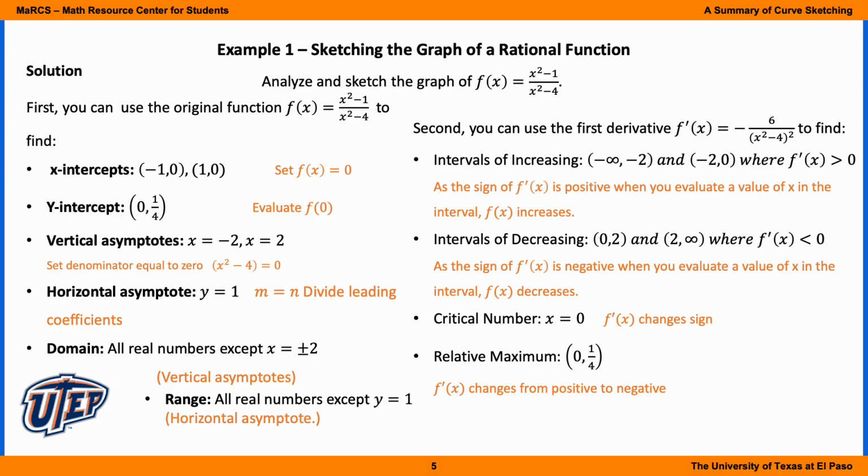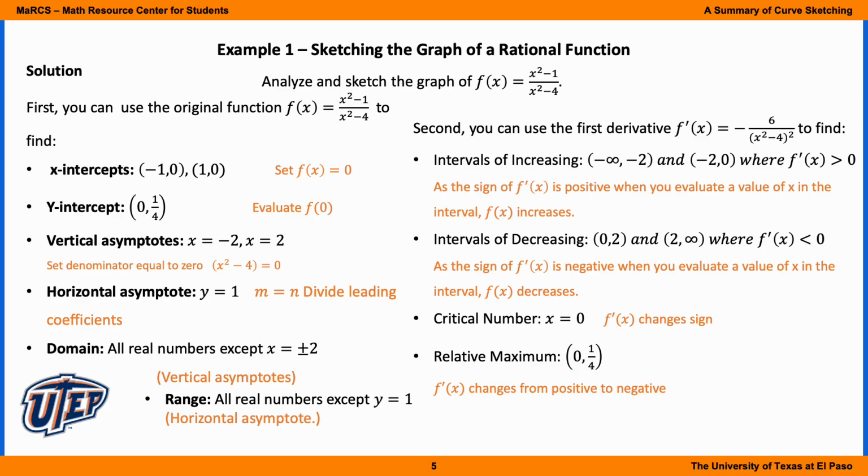So our x-intercepts occur at y is equal to 0. So we will set our function equal to 0, and that happens at the points x is equal to -1 and x is equal to +1. So that's when our function crosses the x-axis. Now for our y-intercept, that happens when x is equal to 0, so we will evaluate f of 0. And that happens at the point (0, 1/4), so when y is equal to 1/4.